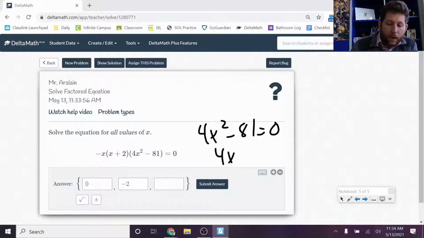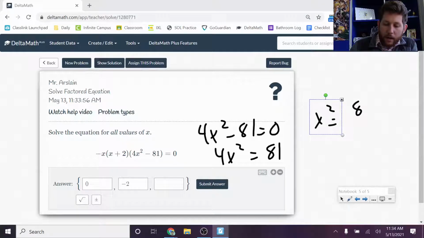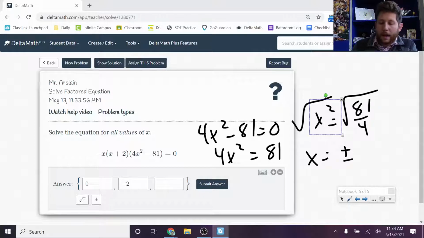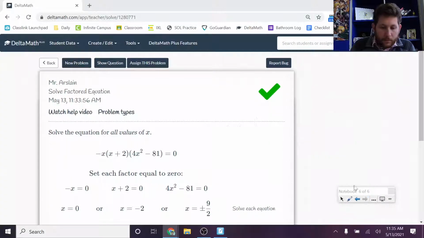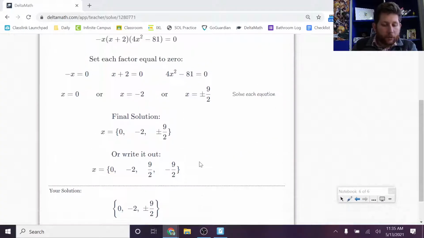So I've got 4x squared is equal to 81. Let's bring that over here. So I get x squared is equal to 81 over 4, and I take the square root of both sides. So x is equal to plus or minus. Now I take the square root of the top, I get 9. Take the square root of the bottom, I get 2, so plus or minus 9 halves. So that is what I would have as the solution here, plus or minus. And let's check that answer. And there we go.